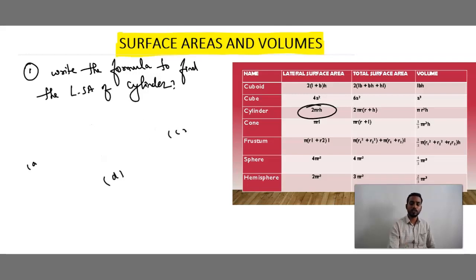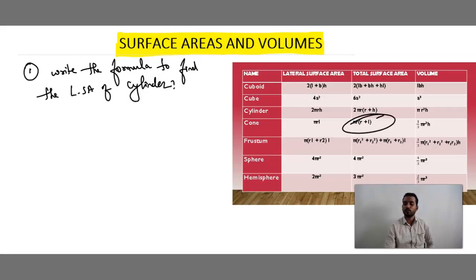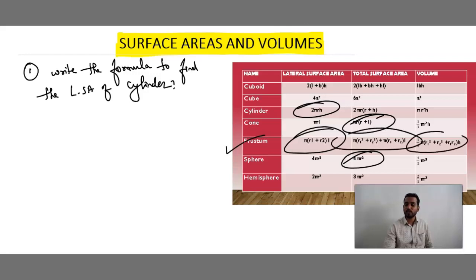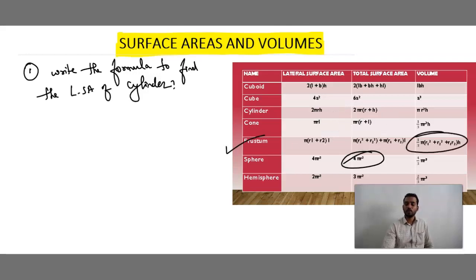Not only this cylinder, they can ask you anything. But particularly in exam, if you are going to see, they have asked many number of times total surface area of cone, sphere. Okay. So these are the things which have been asked many number of times in exam. Lateral surface area of cylinder, total surface area of cone, and this one, lateral surface area of frustum. Even frustum also many number of times they have asked lateral surface, total surface, volume, everything. But on the whole, I can say that you need to remember every formula, almost everything you need to prepare from this table. Okay.